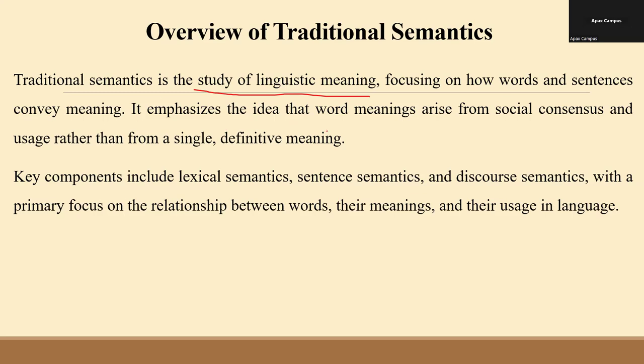It emphasizes the idea that word meanings arise from social consensus and usage, rather than from a single definitive meaning. The meaning of a word is always associated with social factors and the usage of that word, rather than a single or definitive meaning. That idea is there inside traditional semantics. When we talk about traditional semantics, there are particular concepts like lexical semantics, sentence semantics, and discourse semantics, with the primary focus on the relationship between words, their meanings, and their usage in language. You must have read about these three concepts also.